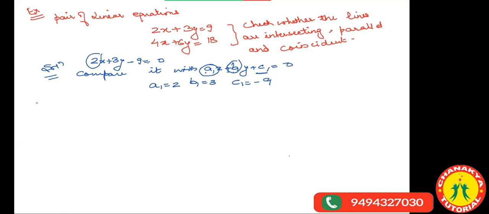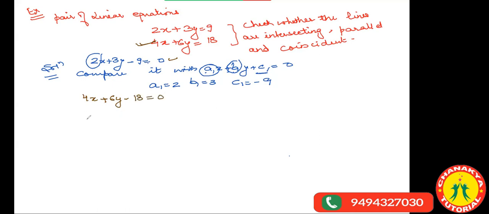Siddhishri? Yes, ma'am. Just tell me the standard form of this equation, as I have written here. Ma'am, 4x plus 6y is equal to 18. Minus 18 is equal to 0.